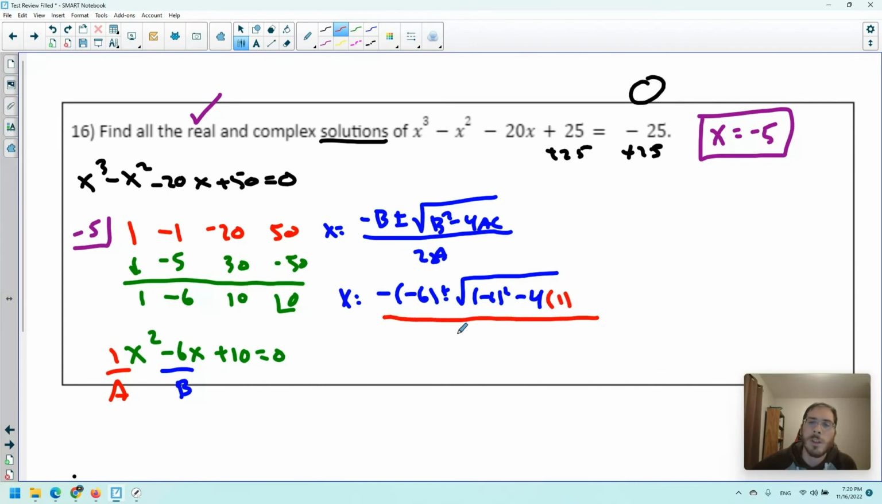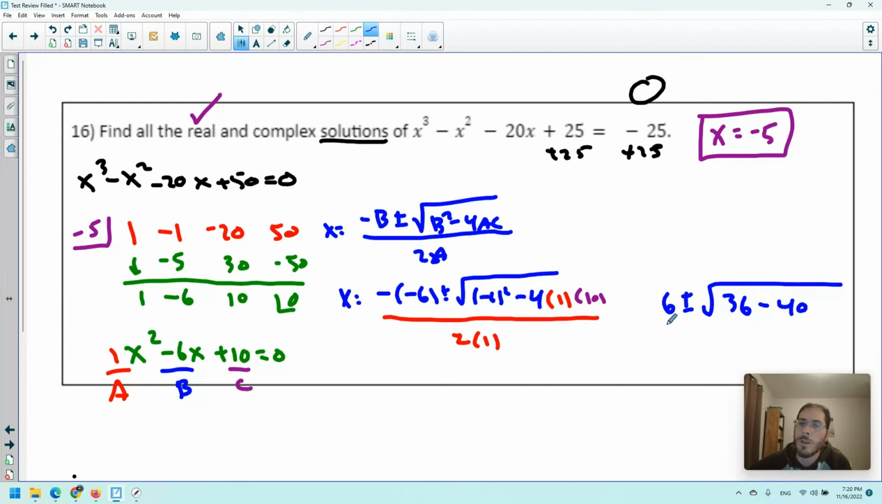May as well fill in the other a on the bottom while we're here. And then c is going to end up being the 10. So c is 10. All right, so we do like we did in the other unit. We start to simplify things. So 6 plus or minus the square root of 36 minus 4 times 1 times 10 is 40. 2 times 1 is 2.